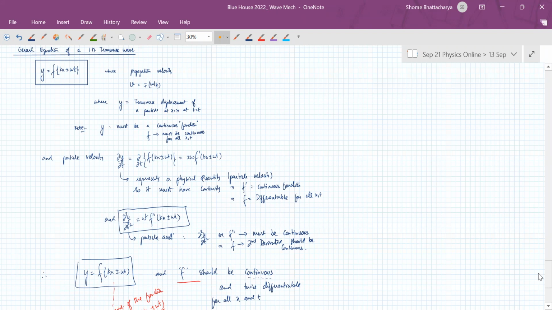So for example, we cannot take a function like a tan function, because whenever the argument of the tan function becomes an odd multiple of pi by 2, it becomes an undefined quantity. And the derivative of tan is sec square, which is 1 upon cos square, so it becomes undefined wherever the argument is such that cos becomes 0.